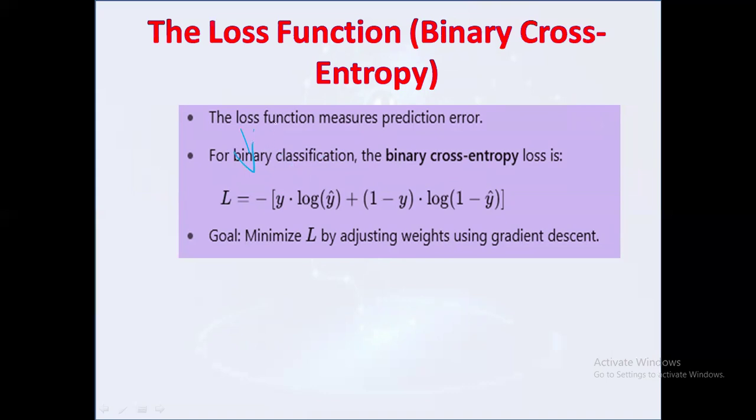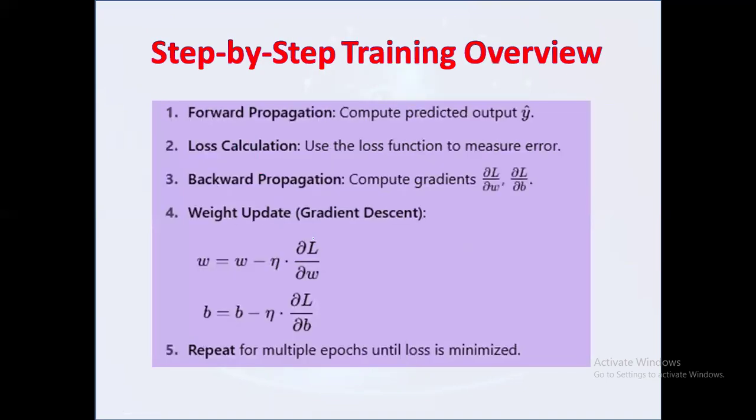It is defined as L is equal to minus of y into log y cap plus 1 minus y into log of 1 minus y cap. And the function penalizes incorrect predictions heavily, especially when the predicted probability diverges significantly from the true class. Minimizing this function via gradient descent enables the model to make increasingly accurate predictions.